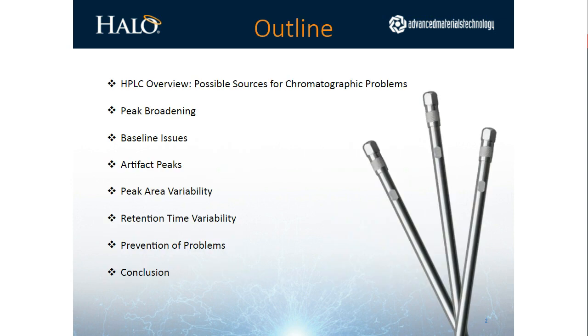Quick outline on today's talk. I do want to go over a quick HPLC overview and different possible sources for chromatographic problems. And then today we'll be talking about things such as peak broadening, different baseline issues that you may observe, go through a couple different types of artifact peaks and how to get rid of them. Peak area and retention time variability is also really important to troubleshoot. And then, of course, prevention of problems. How are we going to fix these things?